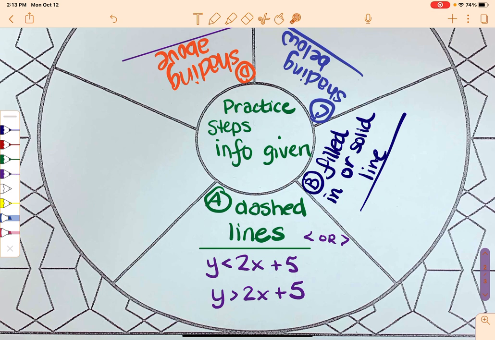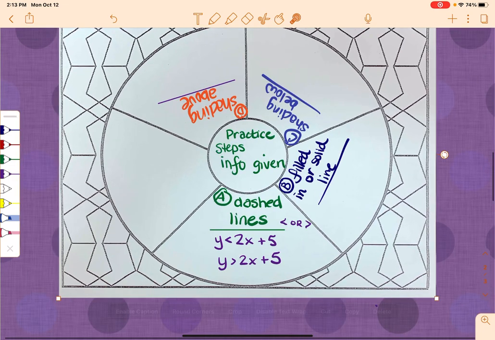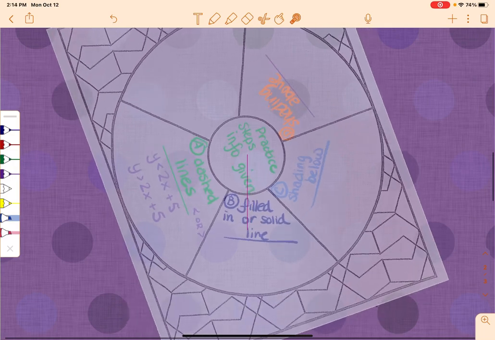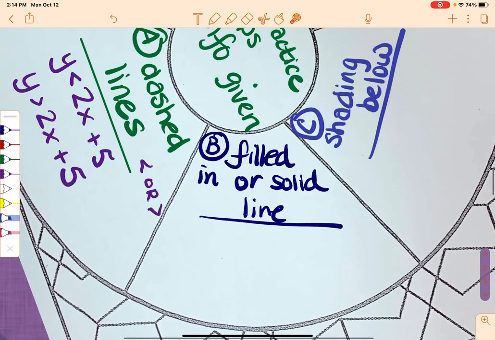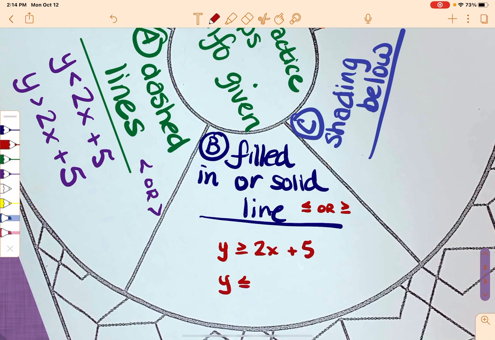Now I think what I'm going to do is still use the y and the 2x plus 5, but I'm going to worry about the inequalities as I move around this. So if it's a filled in or solid line, that means it would have to be less than or equal to or greater than or equal to. So if I had this or this, I would have a solid or filled in line.